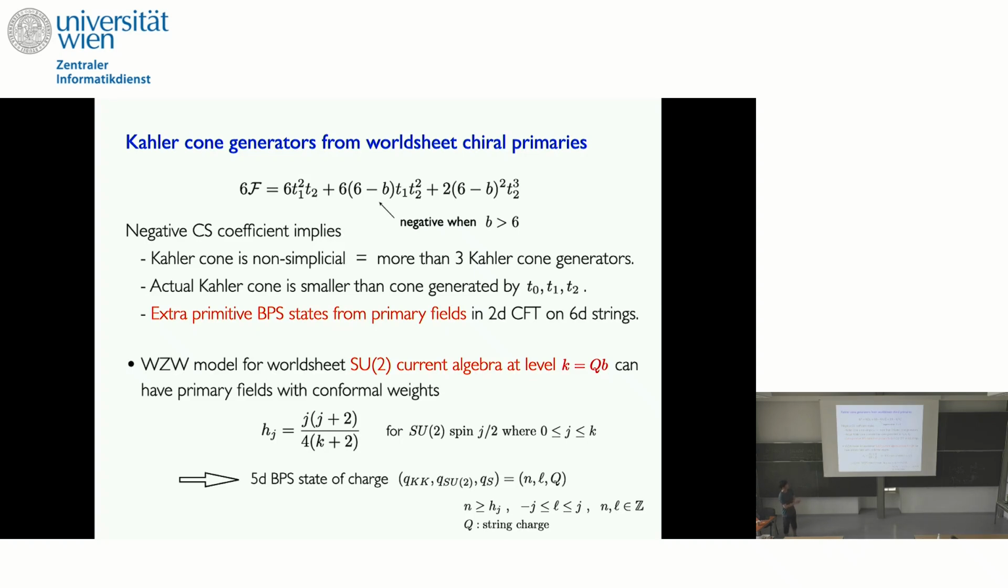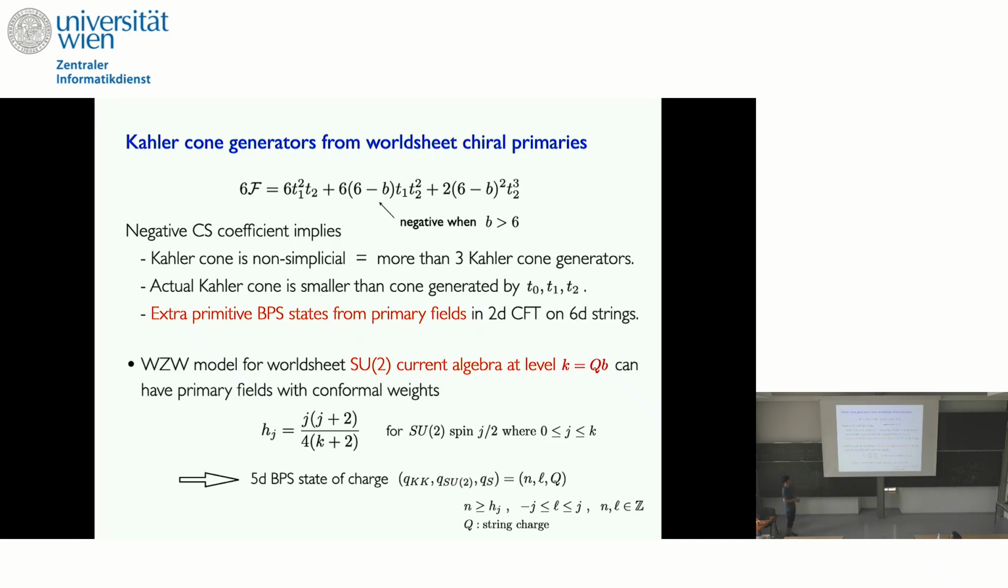And actually, you can trace the origin of this extra BPS state, corresponding to the extra Kahler generators, from the worldsheet current algebra. So we know that on the worldsheet, we have the string and it is coupled to the bulk SU(2) gauge symmetry. So on the worldsheet CFT, we have a Wess-Zumino-Witten model that realizes the SU(2) current algebra at level K, which is now given by Q times B. This level can be extracted from the anomaly inflow mechanism from 6 dimensions.